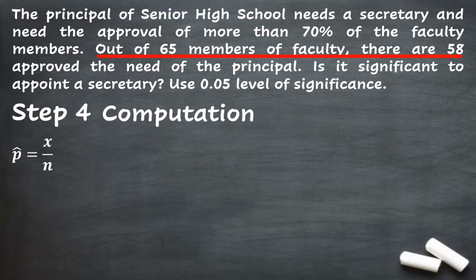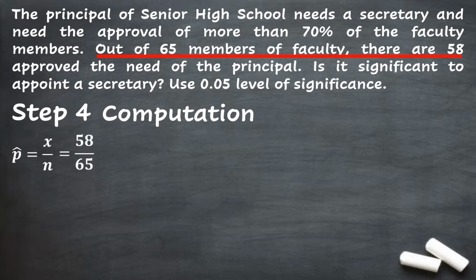So from the statement, we have out of 65 members, there are 58. So meaning to say, our x is 58 and the number of total samples is 65. So the sample proportion is equivalent to 58 all over 65.